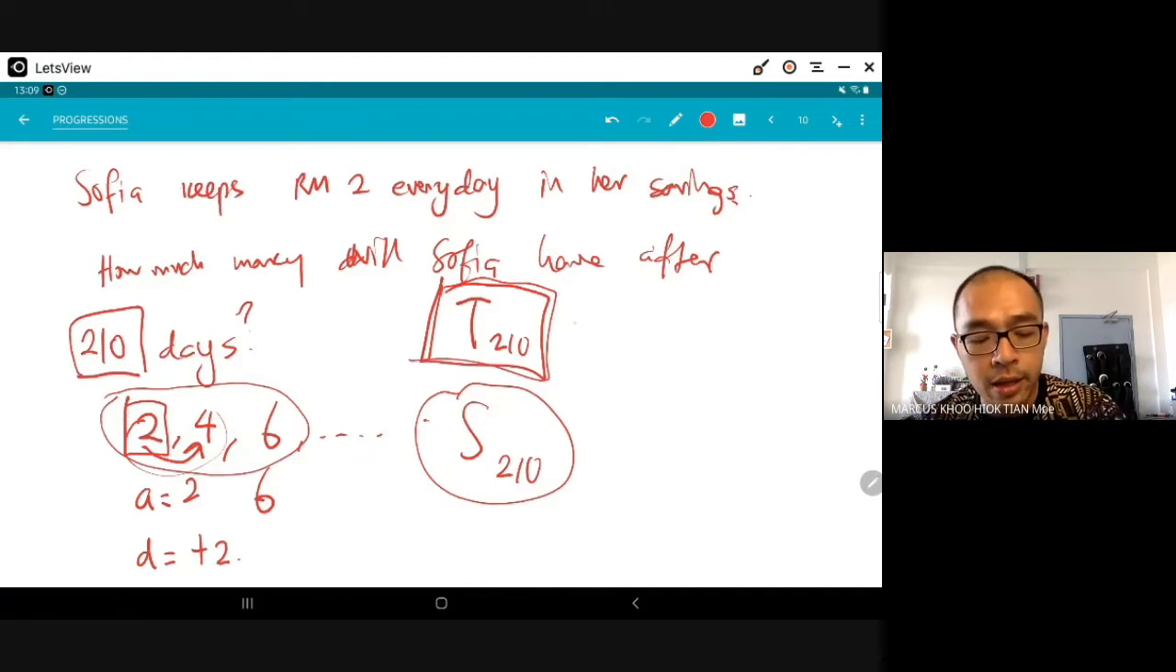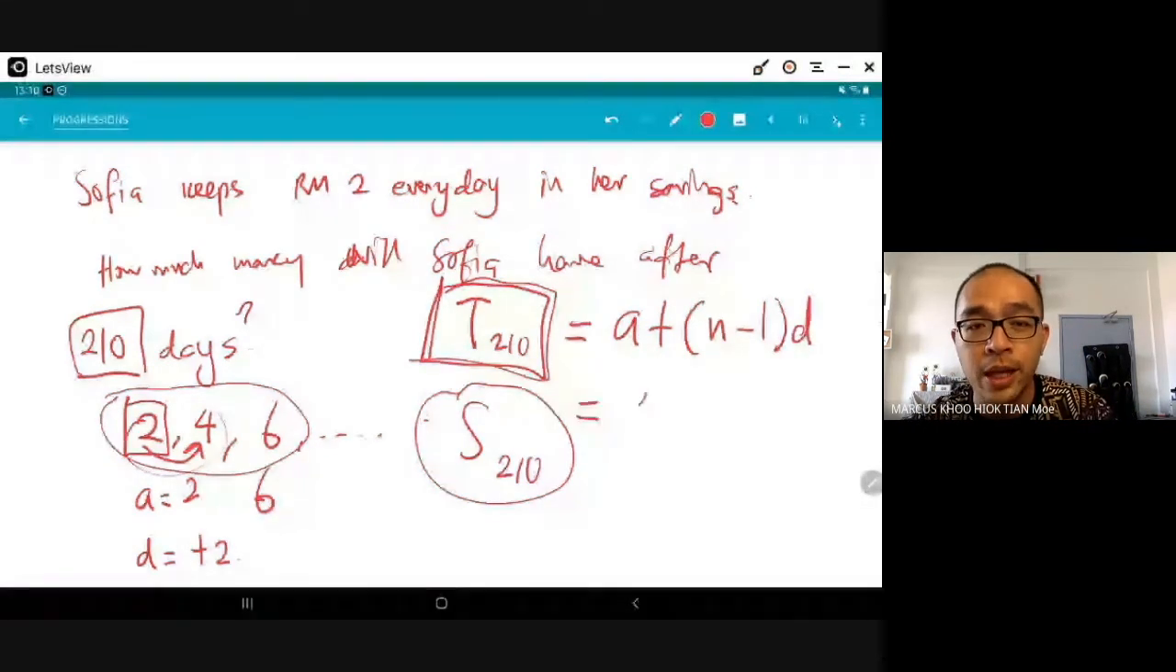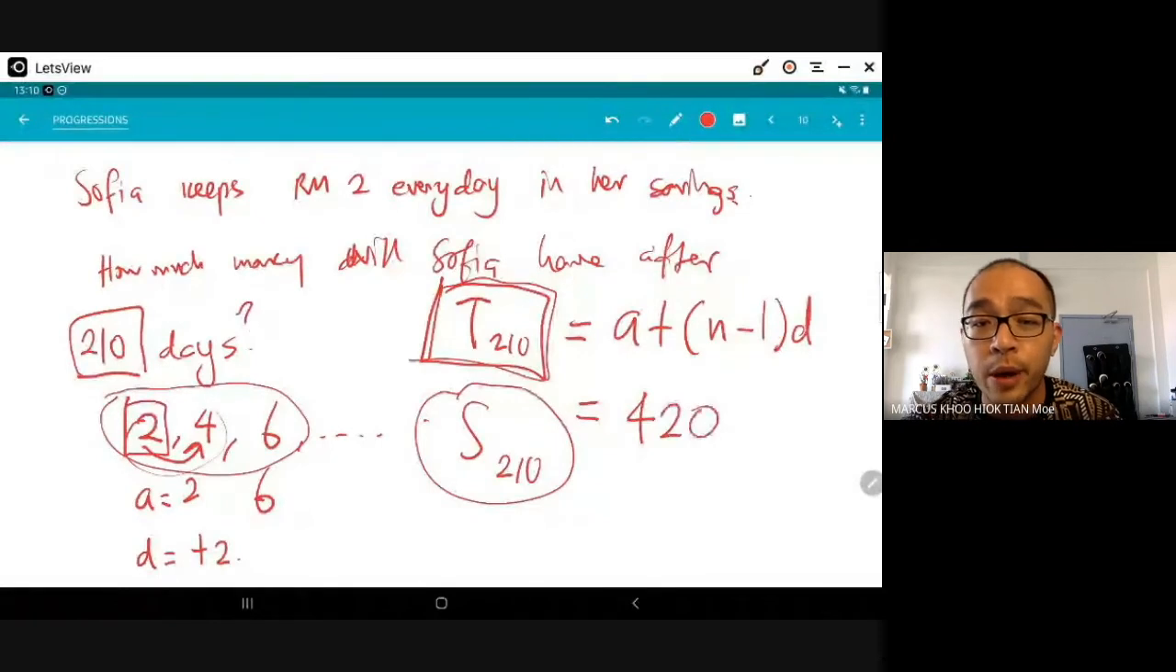Okay, can you try to calculate this? Let me write the formula for you once again. N minus 1 times D. Okay. Wow, Sibyl laju betul. Asal pasal duit kan, mesti si Sibyl laju ini. Betul tak everyone? 420. After 210 days, Sophia will have 420 ringgit in her tabung.